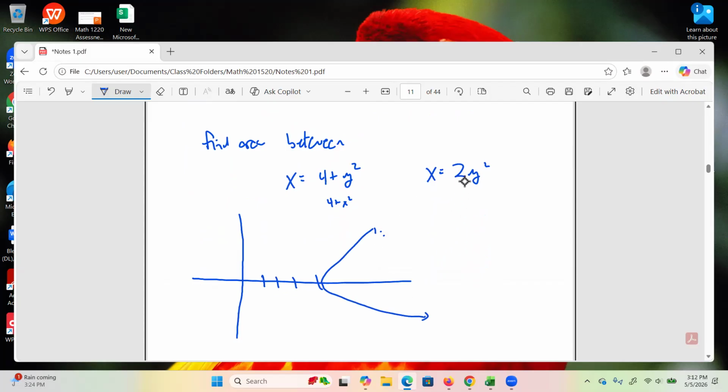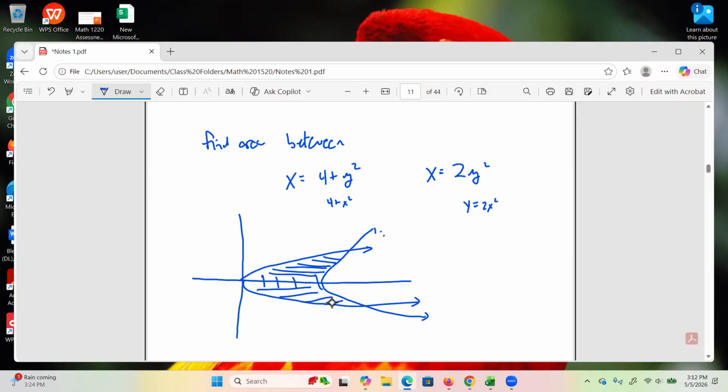Now, what if I wanted to graph x equals 2y squared? Well, again, if I wanted to say y equals 2x squared, it's just a parabola that starts at 0, but it's stretched out a little bit. So we would do something like this. It's going to do something like this, and something like this. So really what we want is this area here.